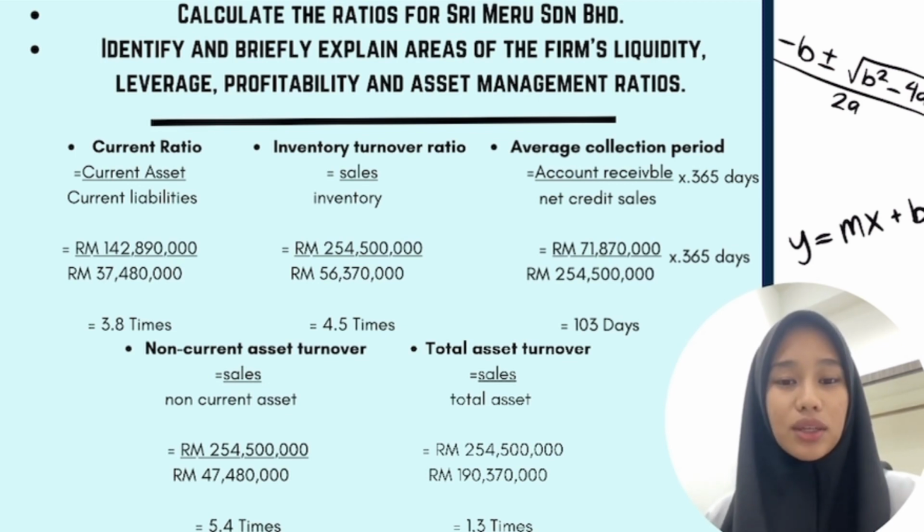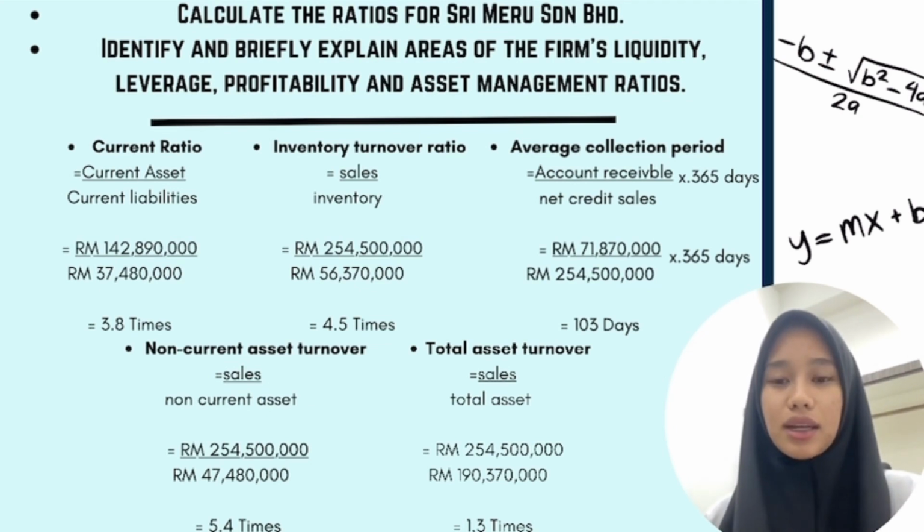Next, inventory turnover ratio. The formula is sales divided by inventory. Inventory turnover ratio for Sri Meru Sdn Bhd is the same as industry, which is both of them is 4.5 times.